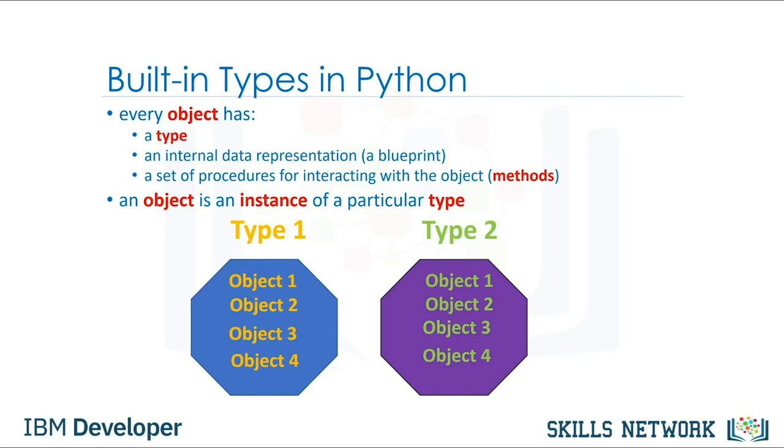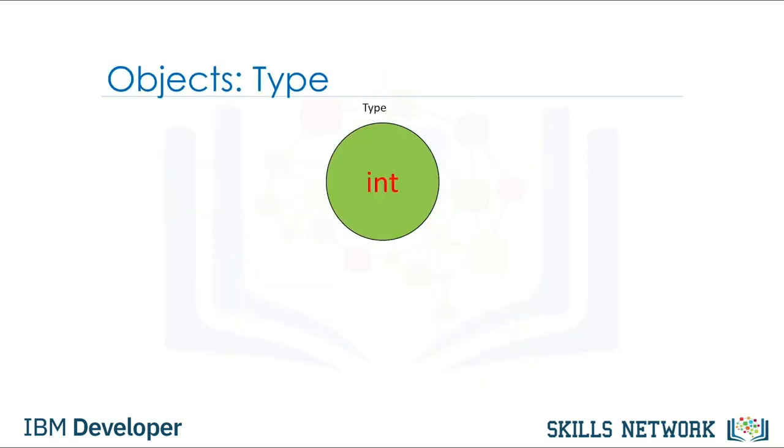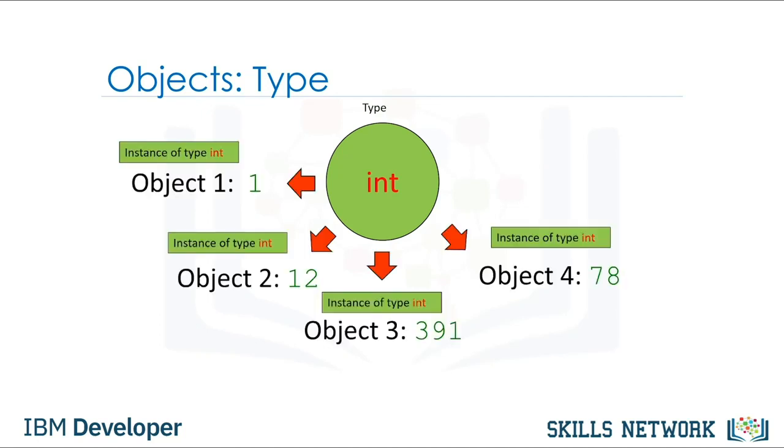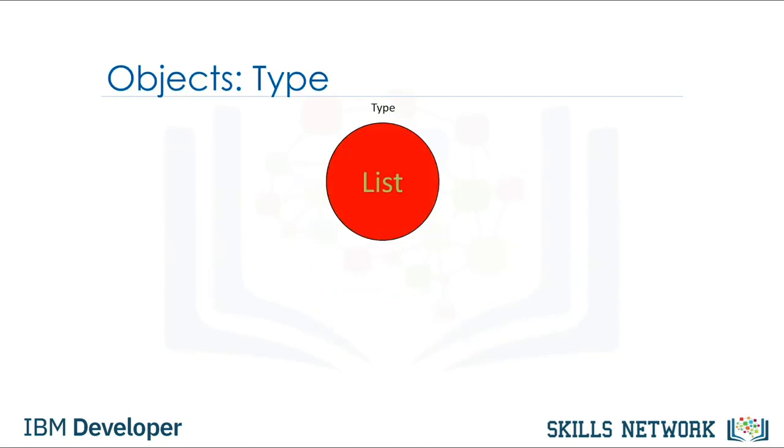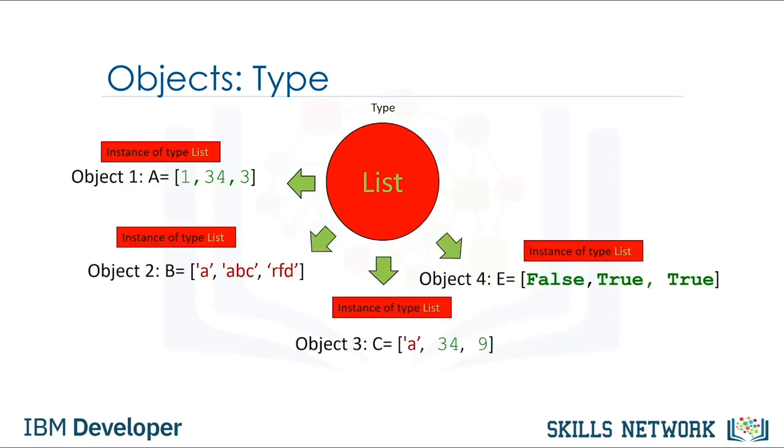Let's do several less abstract examples. Every time we create an integer, we are creating an instance of type integer, or we are creating an integer object. In this case, we are creating 5 instances of type integer or 5 integer objects. Similarly, every time we create a list, we are creating an instance of type list, or we are creating a list object. In this case, we are creating 5 instances of type list or 5 list objects.